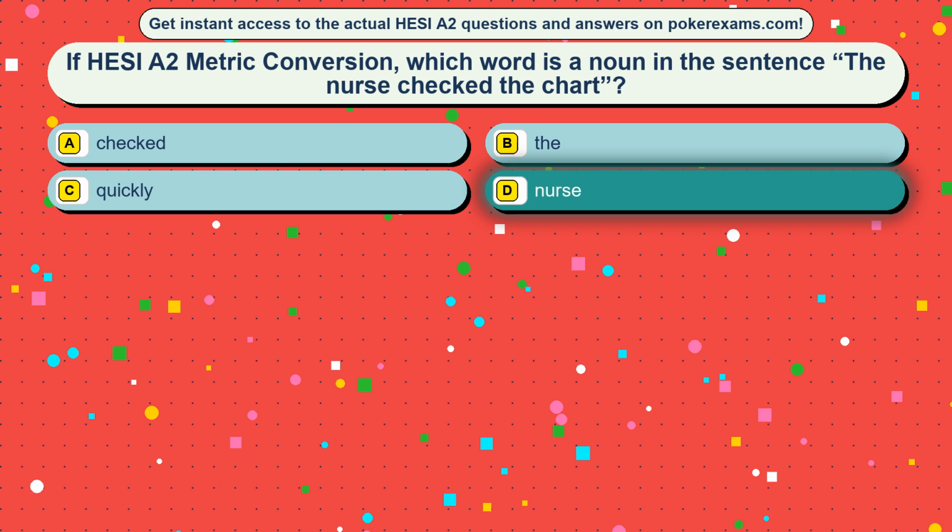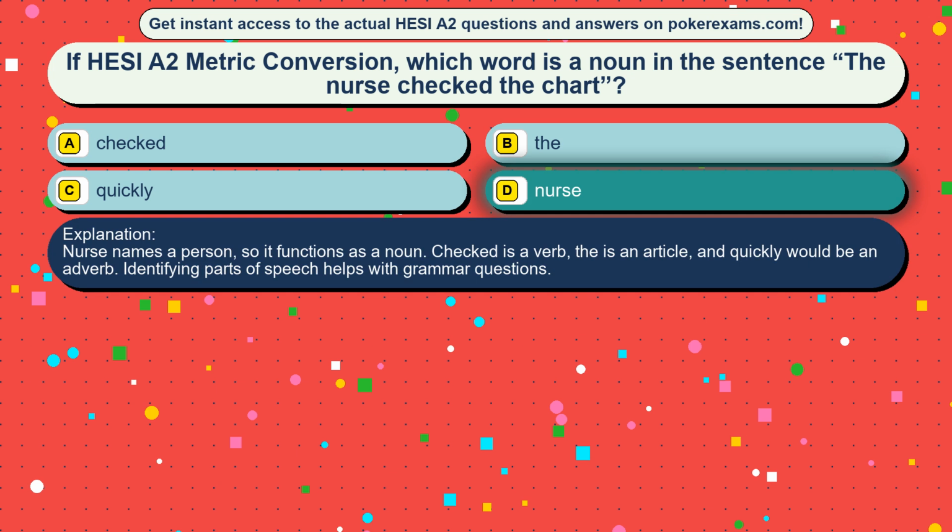The correct answer is option D, nurse. Nurse names a person, so it functions as a noun. Checked is a verb, the is an article, and quickly would be an adverb. Identifying parts of speech helps with grammar questions.